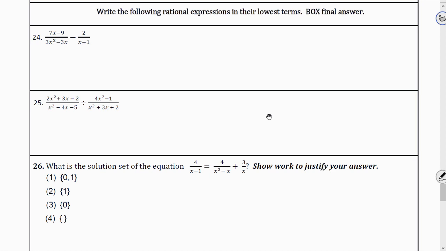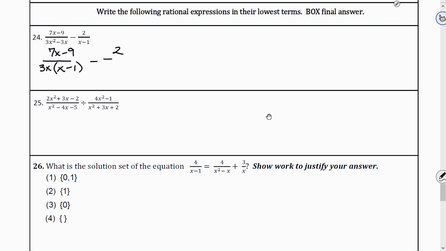So in this, you want to factor the denominator. Okay, that's the first step to do. And then you're looking for common denominators. Okay, so in this one, I'll first factor the denominators. I have 7x minus 7, minus 9. Okay, in the bottom here, I have a GCF of 3x, and I'm left with x minus 1.